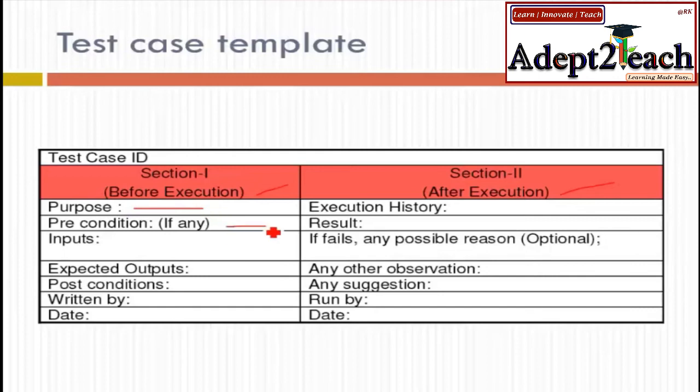Then the precondition for checking the login screen is at least you should have typed www.gmail.com and your screen should have been opened, and you should have a valid account with Gmail. That is a precondition. Only then you can check for the login screen. So you have to write the preconditions. Inputs: username, password is an input.